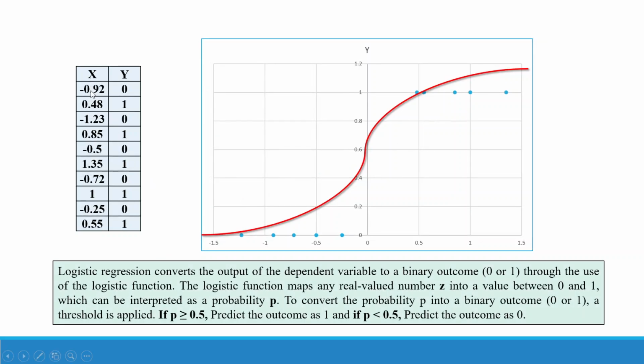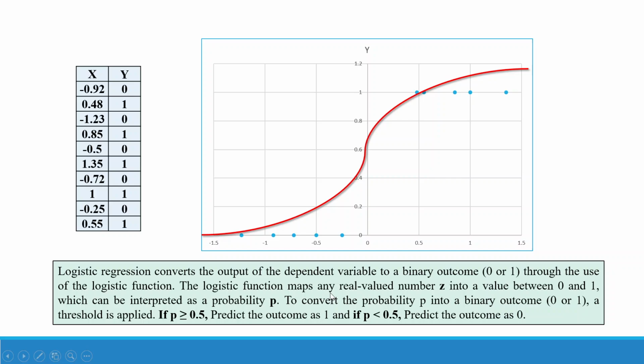for the values of x, the outcome can be only 0 or 1. So here the blue dots, all blue dots are at 1 or at 0. The function which can fit here is known as the logistic function. The logistic curve can only fit here. So the logistic regression converts the output of the dependent variable to a binary outcome 0 or 1 through the use of the logistic function.